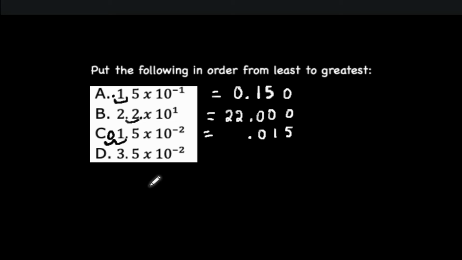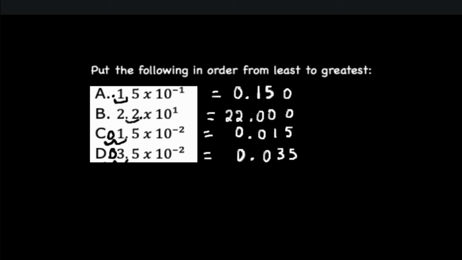And then last but not least, we have 3.5 times 10 to the -2nd power. So we're also going to move the decimal point 2 places to the left. So we have 1, 2. And that's 0.035. So we'll place that here, and we'll just place zeros in the whole numbers position to make it easier. Okay, so now we see already that B is the greatest value, so we're not going to worry about that too much. Let's just focus on the last 3 remaining values.